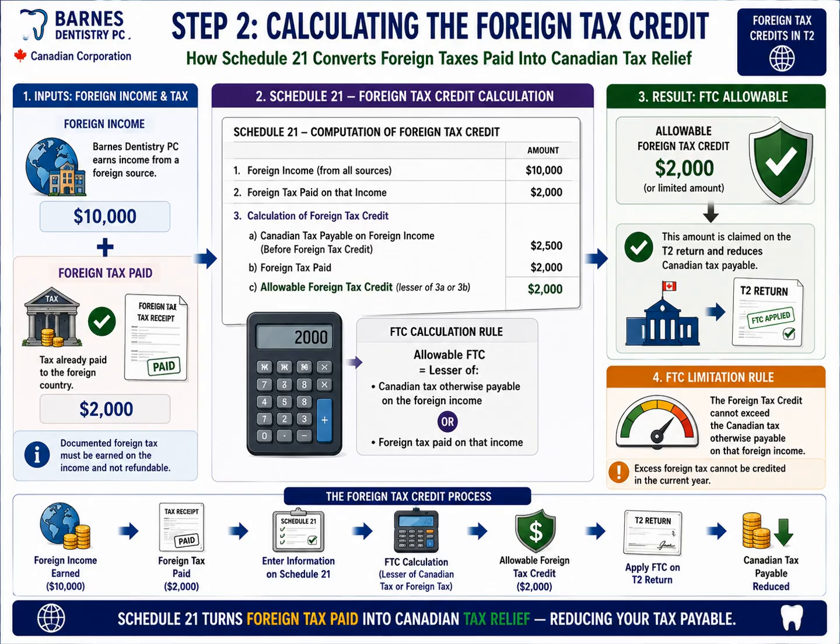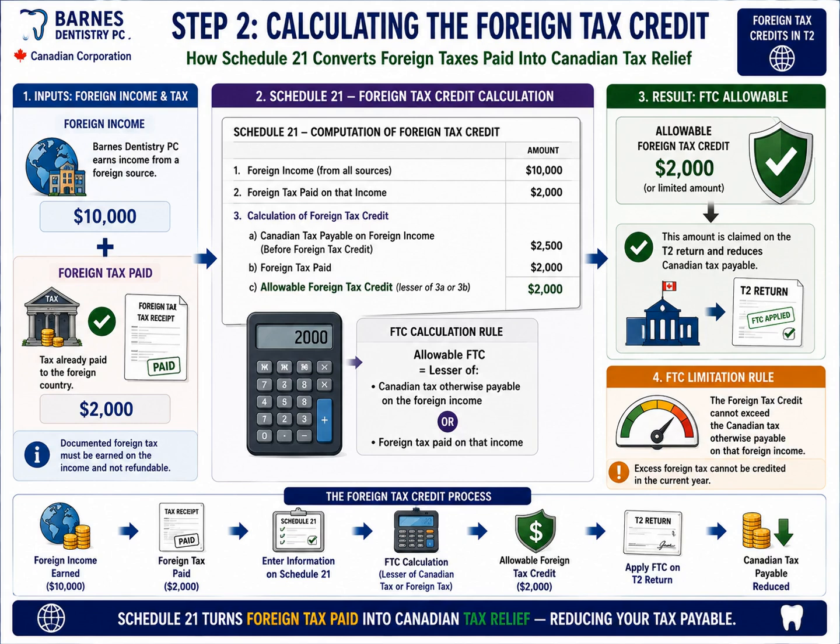Notice that Schedule 21 is not simply asking how much foreign tax was paid. Instead, it is comparing two different amounts. The first amount is the Canadian tax that would otherwise be payable on the foreign income. The second amount is the actual foreign tax paid.